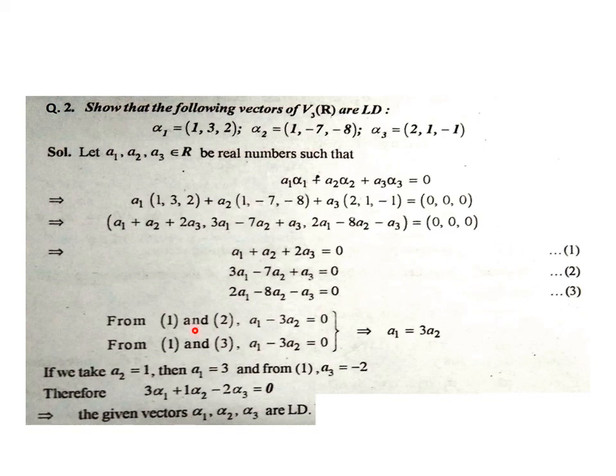If we use 1 and 2 together, as you can see, subtracting one of them with some multiplier, finally we get a1 minus 3a2 equals 0. And if we mix 1 and 3 together, again we get a1 minus 3a2 equals 0. That means from two different combinations, the same result is obtained, that is, a1 is 3a2, so a1 depends upon a2 or a2 depends upon a1.